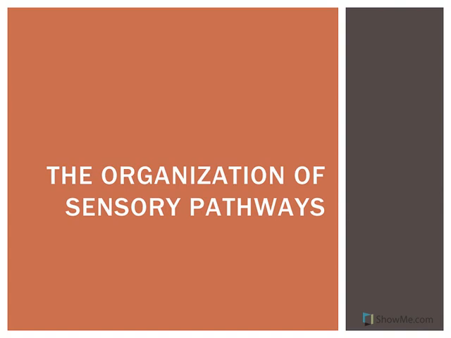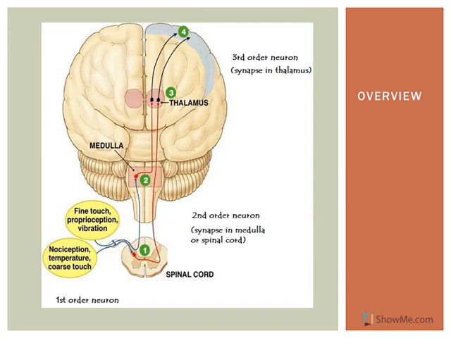So we're going to introduce you to the organization of these pathways. We're going to break things down into different neurons, which we refer to as first, second, and in some instances third order neurons. The first order neurons are your sensory neurons. When we've talked about sensory neurons, that's what I've been referring to. So first order neurons are your sensory or afferent neurons.